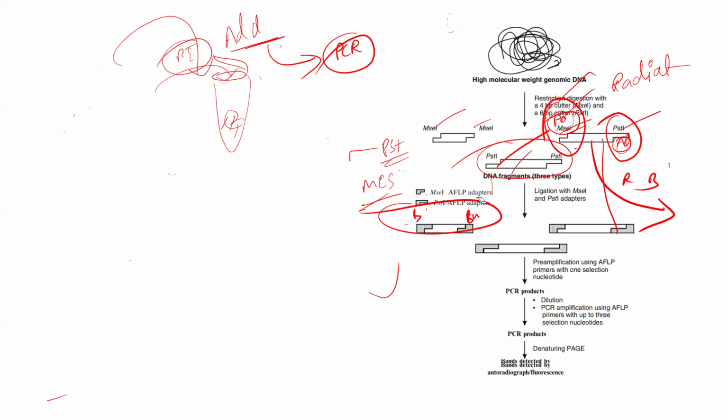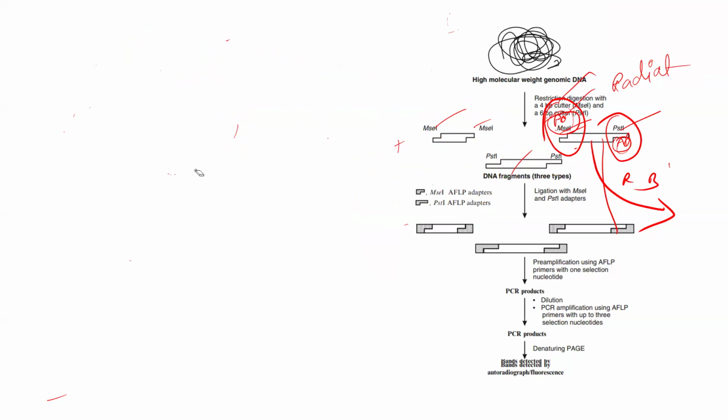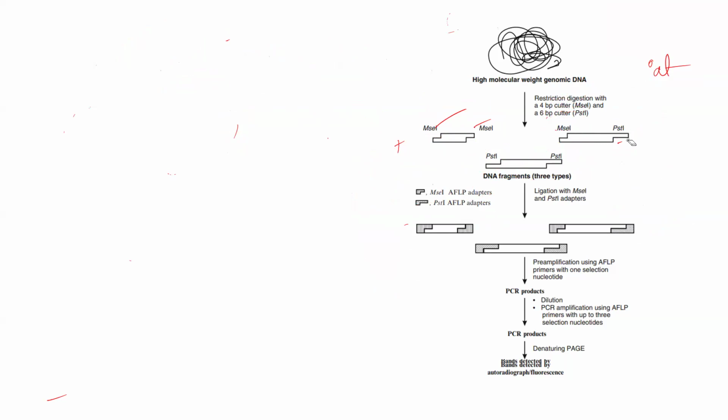The primer also has the adapter sequence plus the selective nucleotides. We will increase them one, two, three. Exactly, within the primer there is a selective nucleotide. Yes, within the primer only are the selective nucleotides. Now your doubt is cleared.